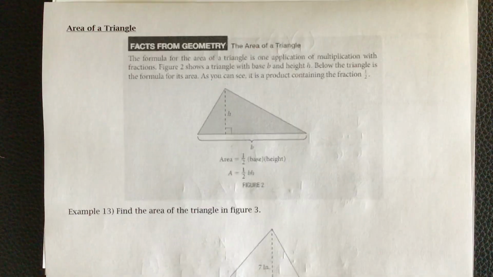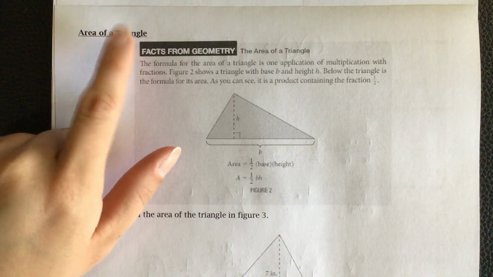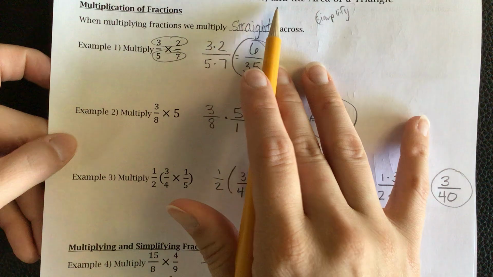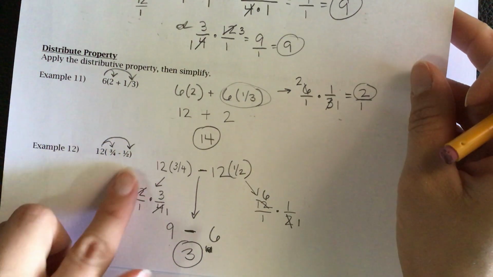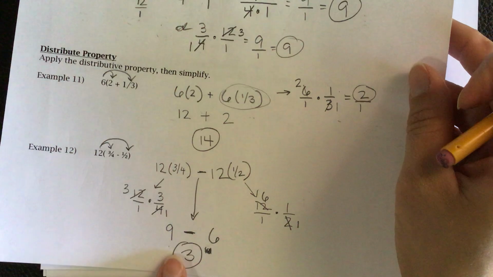And we have area of a triangle to finish it off. The reason why we focus on this in this section is because it starts with a fraction. So let's review really quick. When multiplying with fractions, we always multiply straight across, okay? When we're simplifying those fractions, when we're distributing those answers, we want to make sure that we simplify the fraction with that part and then simplify and subtract.